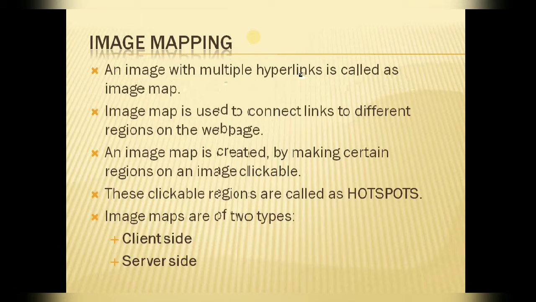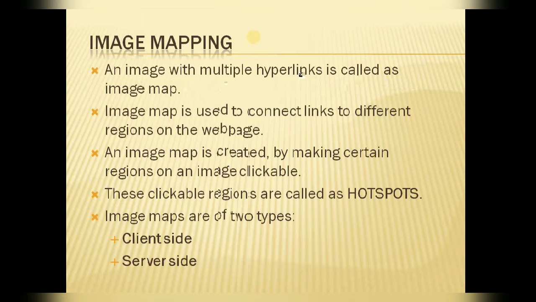If the image is residing in a different folder, then we have to use complete path. Usemap, hash map. So hash symbol and any name that we are using. After that, next tag is map tag. Map tag uses attribute name. Map name equal to map.